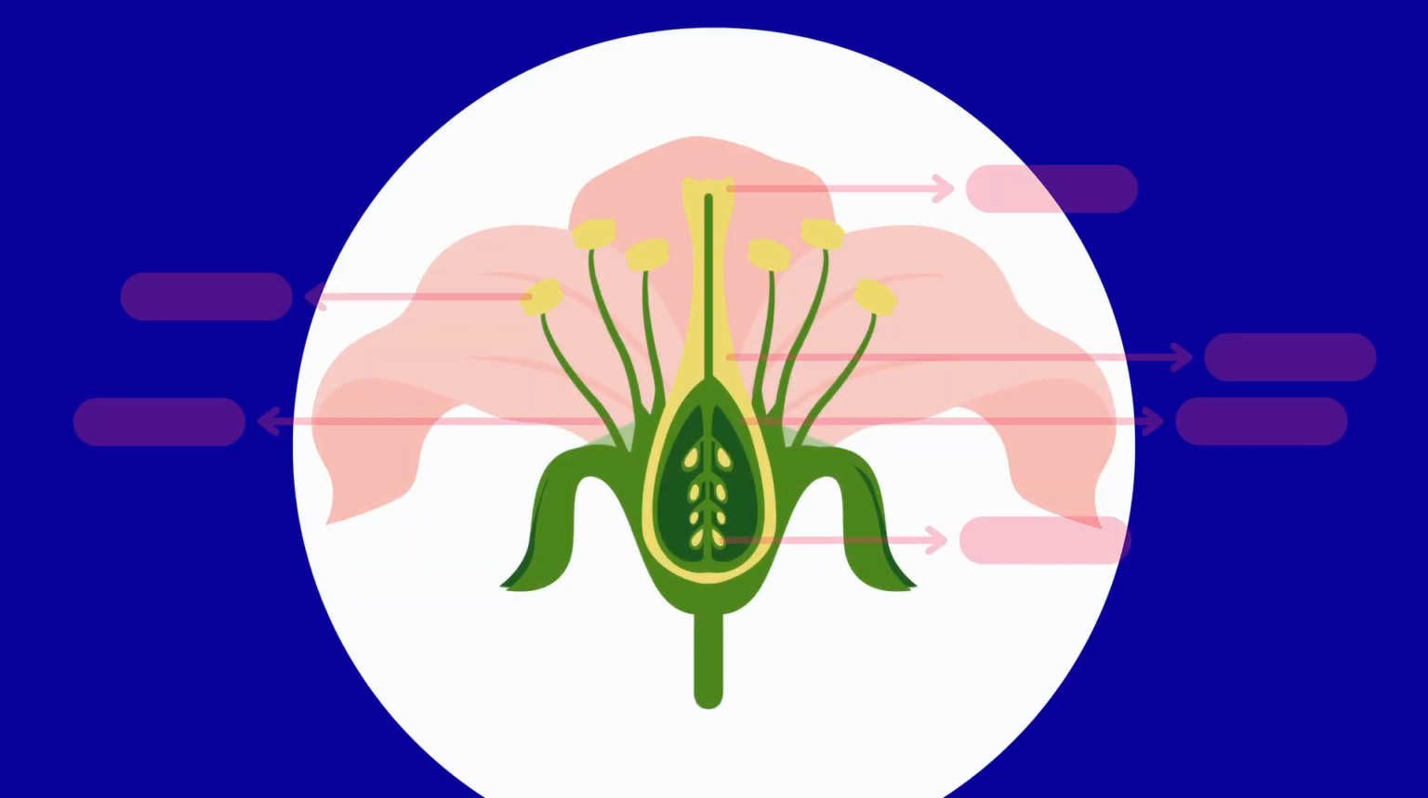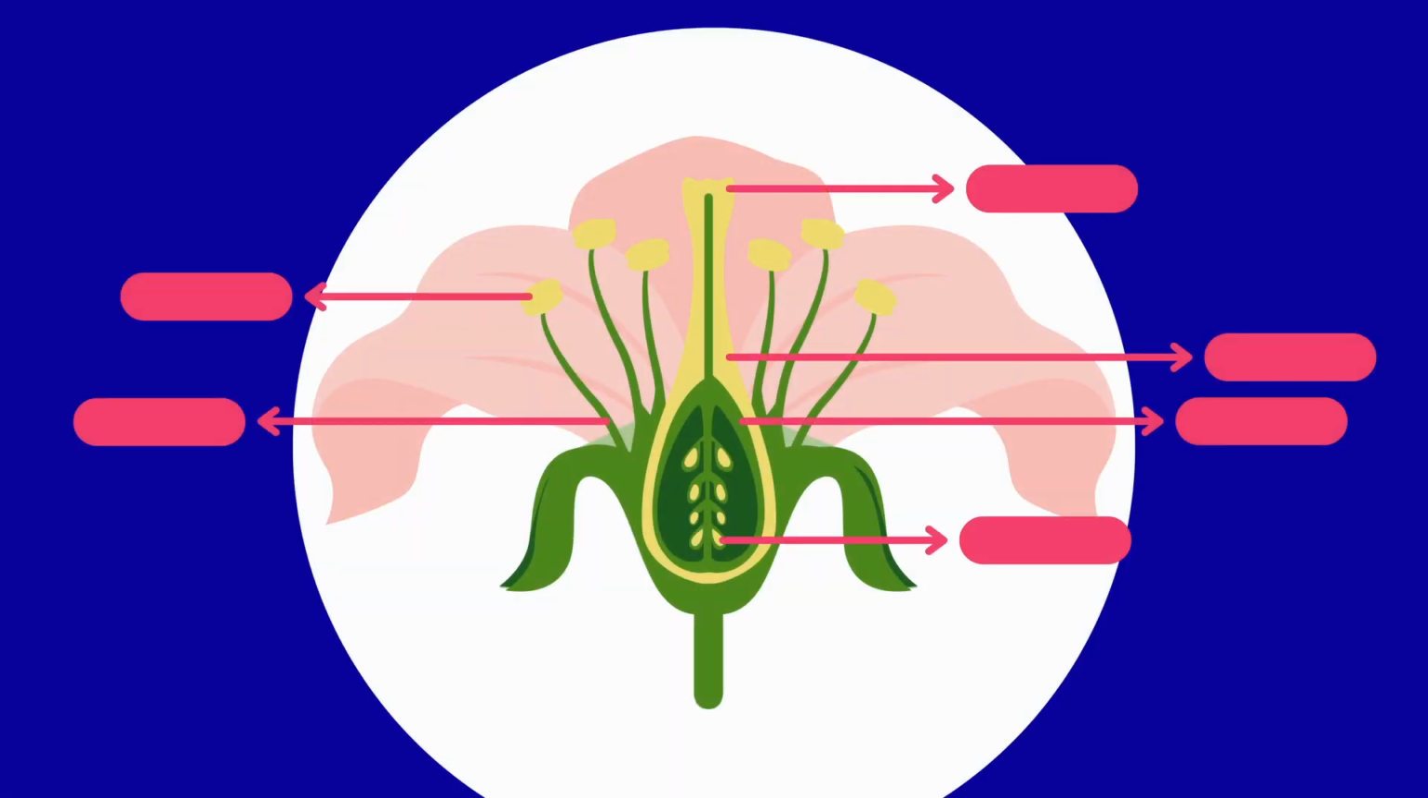Now it's your turn to apply it. Let's try it on this diagram. Point to the top of the carpel: stigma. The long tube: style. The bottom base: ovary. Inside: ovules. And on the stamen, the stalk is filament, and the top is anther.